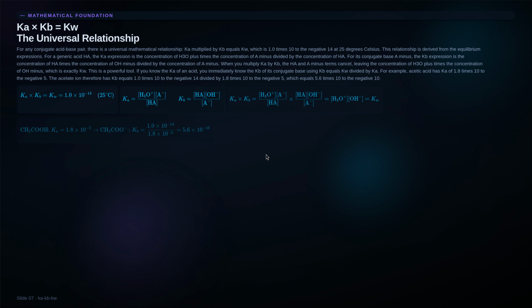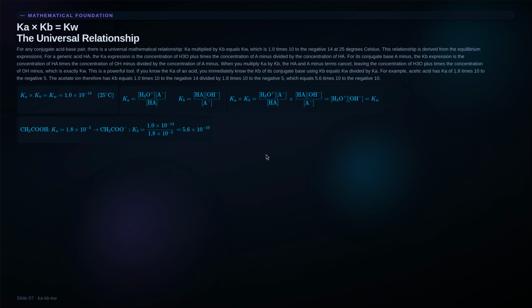For any conjugate acid-base pair, there is a universal mathematical relationship. Ka multiplied by Kb equals Kw, which is 1.0 times 10 to the negative 14 at 25 degrees Celsius. This is derived from the equilibrium expressions. For acid HA, Ka is H3O+ times A- over HA. For its conjugate base A-, Kb is HA times OH- over A-. When you multiply Ka by Kb, the HA and A- cancel, leaving H3O+ times OH-, which is Kw.